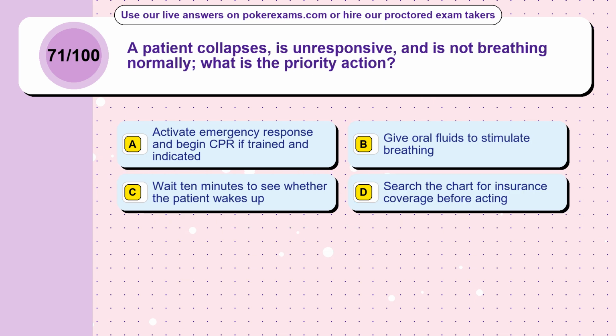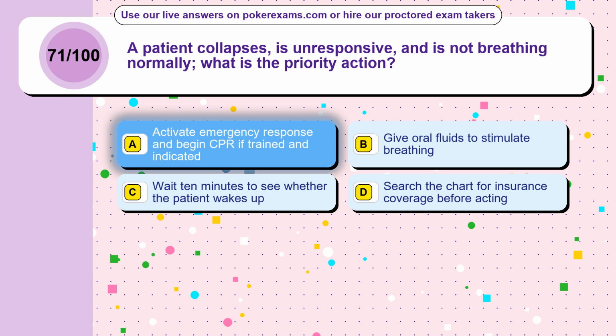Question 71. A patient collapses, is unresponsive, and is not breathing normally. What is the priority action? Option A. Activate emergency response and begin CPR if trained and indicated. Option B. Give oral fluids to stimulate breathing. Option C. Wait 10 minutes to see whether the patient wakes up. Option D. Search the chart for insurance coverage before acting.